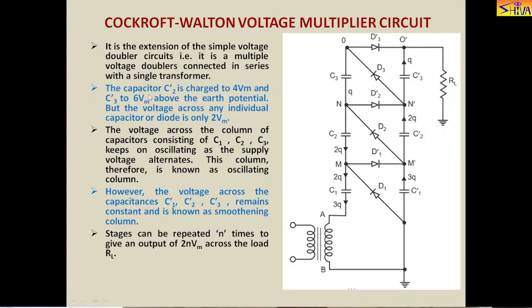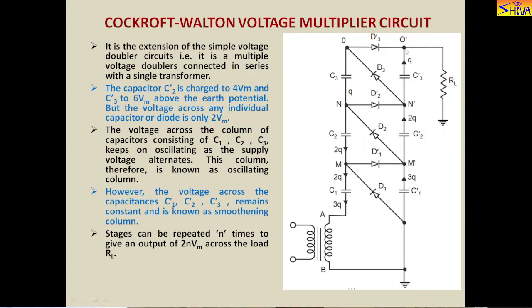In this circuit, the capacitor C2 dash is charged to voltage 4 Vm and C3 dash is charged to voltage 6 Vm. And this capacitor C1 dash is charged to voltage twice Vm. So with respect to the ground, it is 2 Vm, 4 Vm, 6 Vm. But voltage across individual capacitors is only twice Vm. But with respect to the ground, if we observe, it is 6 Vm.